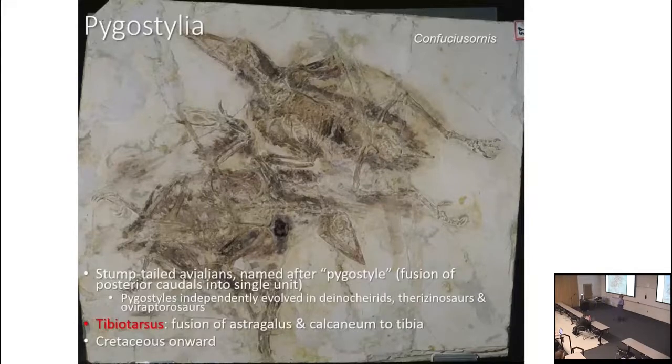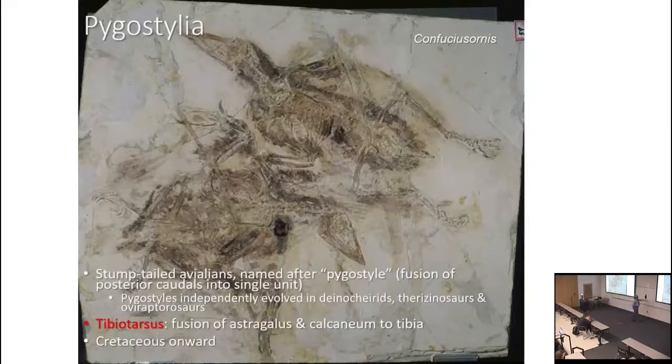Pygostyles are present in all modern birds. Interestingly, they generally start forming post-hatching or near hatching, but all modern clades of birds show it. It turns out that dinocheirid ornithomimosaurs, some therizinosaurs, and some oviraptorosaurs independently show fusion of the distal caudals or the posterior caudals. But in those cases, it's normally just a couple caudals. In avialians or pygostylians, it's a bunch of caudals.